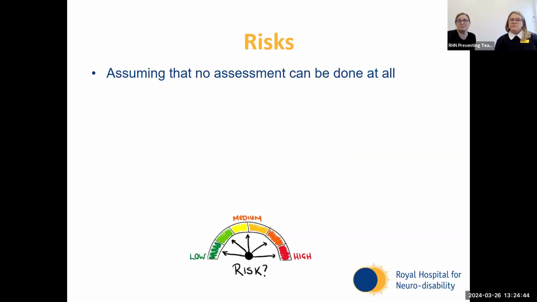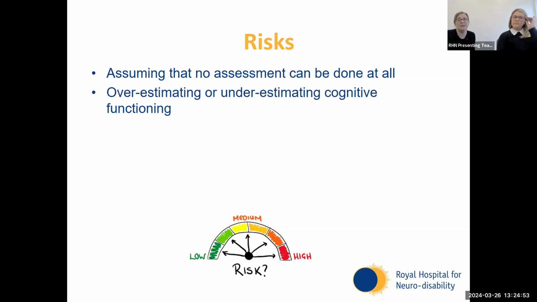The risks if we don't. Well, assuming that no assessment can be done at all, so we get that word untestable, and effectively then there's no formulation, there's nothing for anybody to go on. As we've already mentioned, there's a risk that we overestimate cognitive functioning or underestimate it.